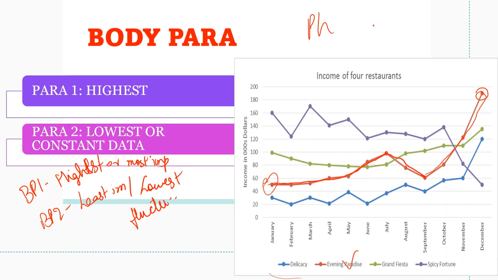So now I will write, moving further, delicacy, which started at minimum quarter, kept on fluctuating till November but took a steep rise at the end of December to reach 120. Okay, so it kept on fluctuating till a certain point but suddenly took a steep hike to reach some point.